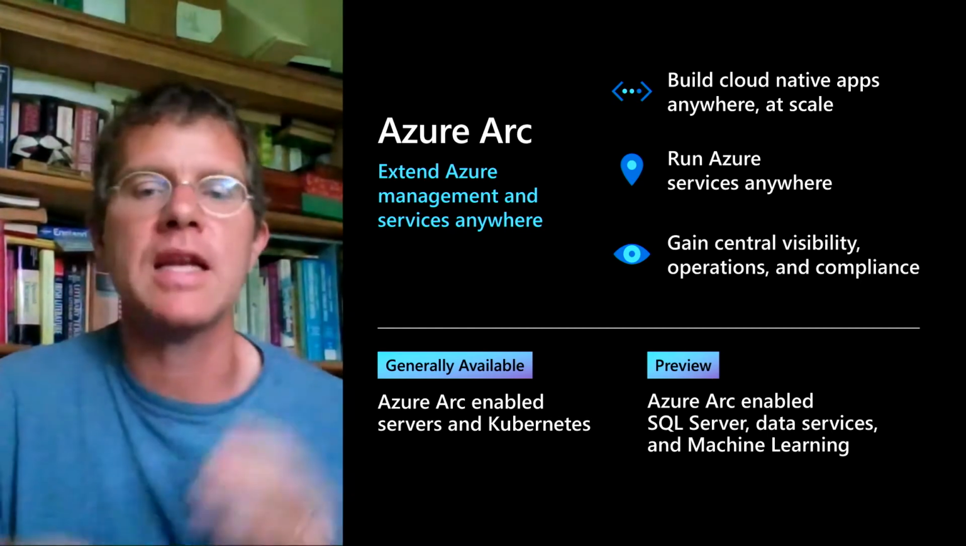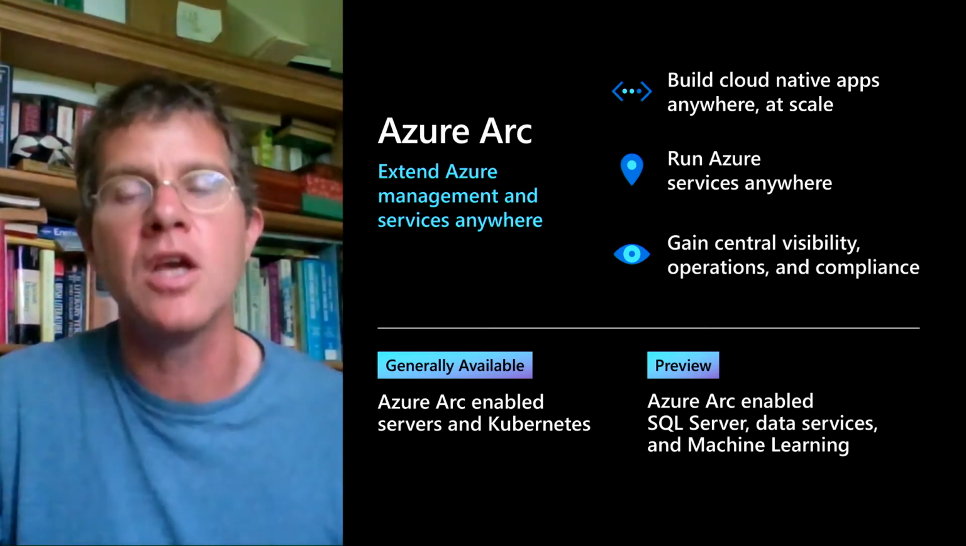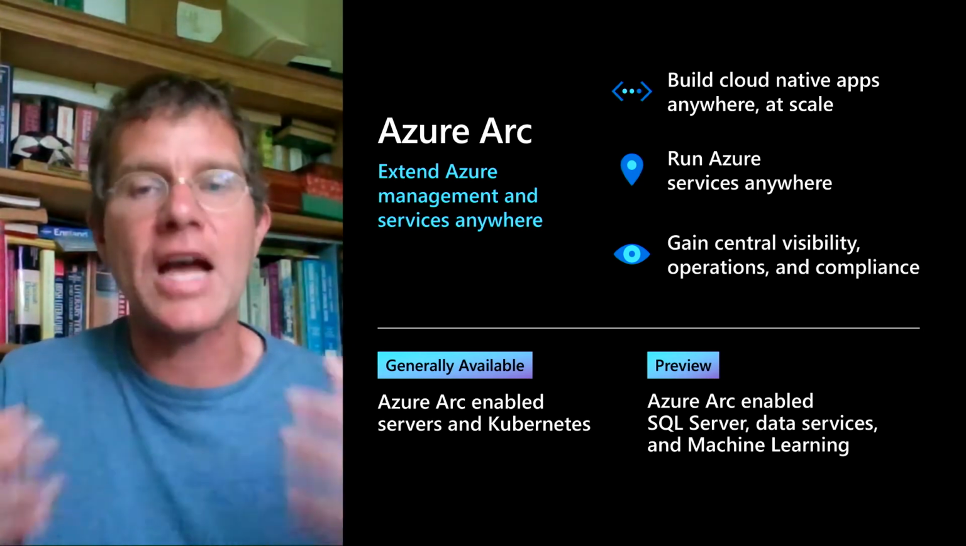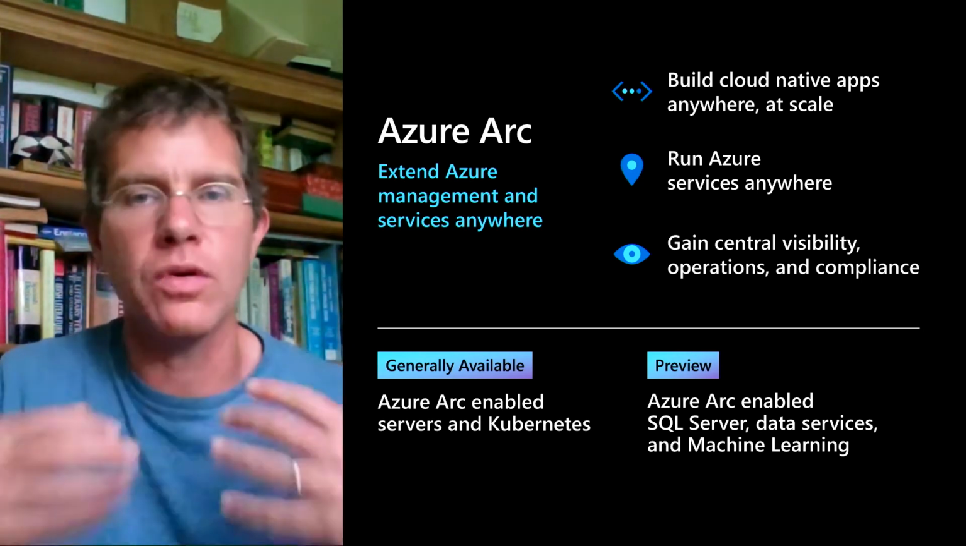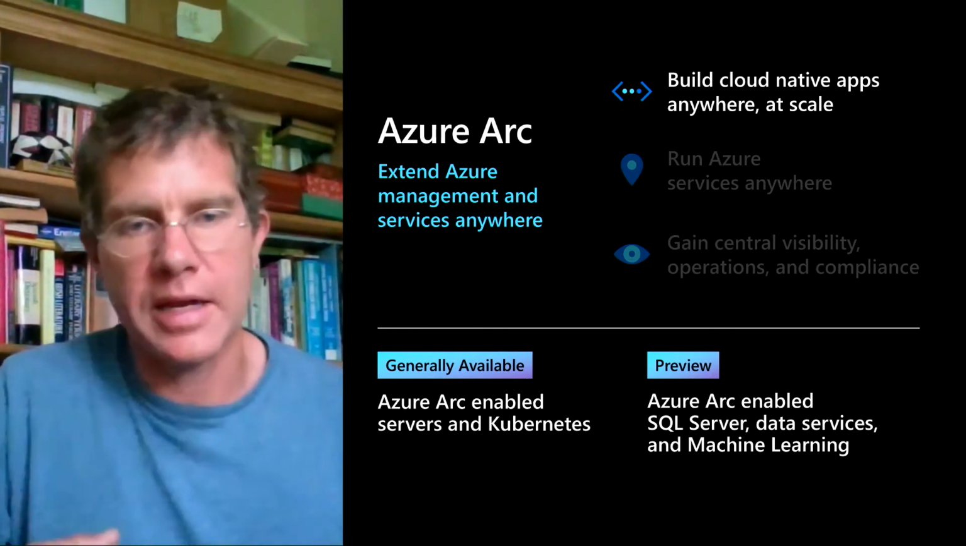Now in preview, we've got even more. We've got SQL Server and data services, as well as machine learning. So you can start using those great Azure services on top of your own infrastructure. All right, so now we're going to spend a little bit of time talking about how we use Arc to build cloud-native applications anywhere. So what this allows you to do, we're going to look at Arc for Kubernetes.